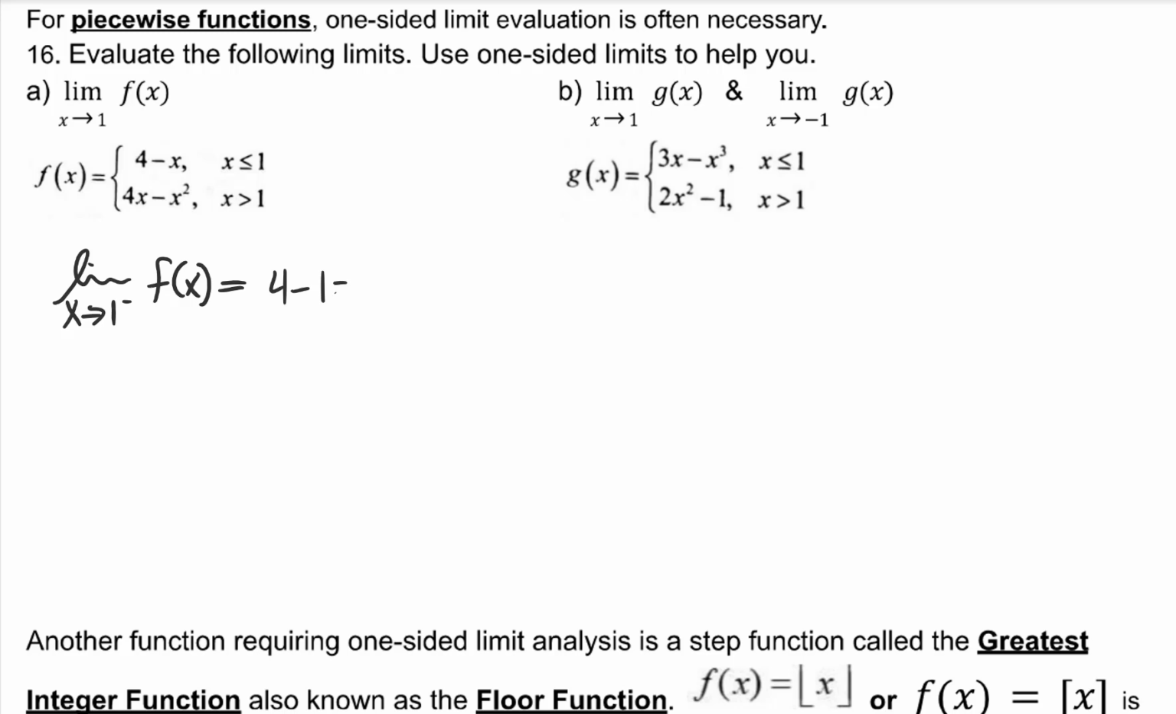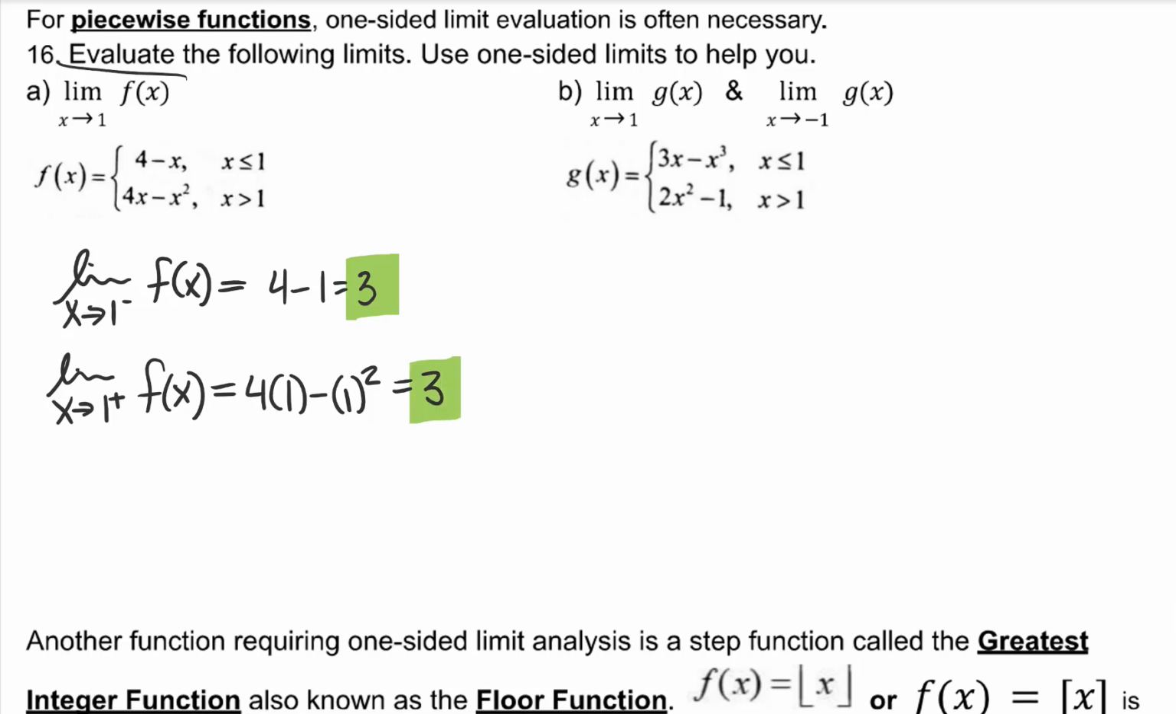4 minus x, so 4 minus 1. Then when we take the right side limit, even though 1 is not defined in the right piece of the function, we're still finding the limit, so what it is approaching. So we're still going to direct substitute for this one-sided limit. The left-hand limit is 3, the right-hand limit is 3, so the limit of f of x as x approaches 1 is 3. If the one-sided limits do not match, then the limit does not exist. That would mean there's a break or jump in the graph.